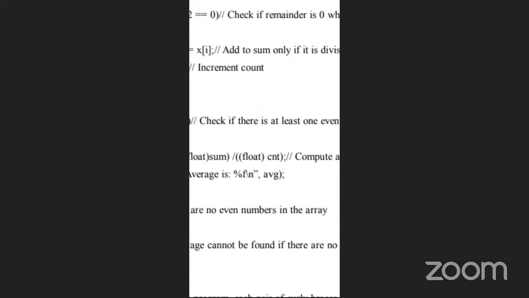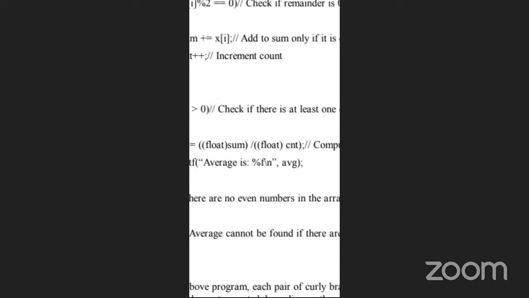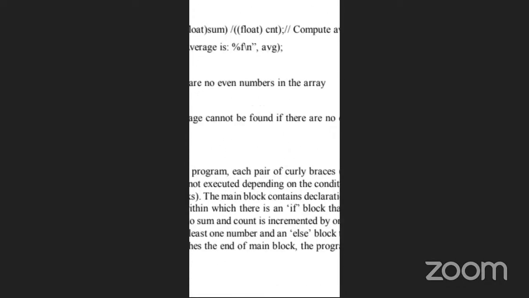Open bracket, if cnt greater than 0, check if there is at least one even number. Open bracket, average equal to float sum by float count, compute average as real. Printf, average is %f by n, average. Else, there are no even numbers in the array. Open bracket, printf average cannot be found if there are no elements, by n.